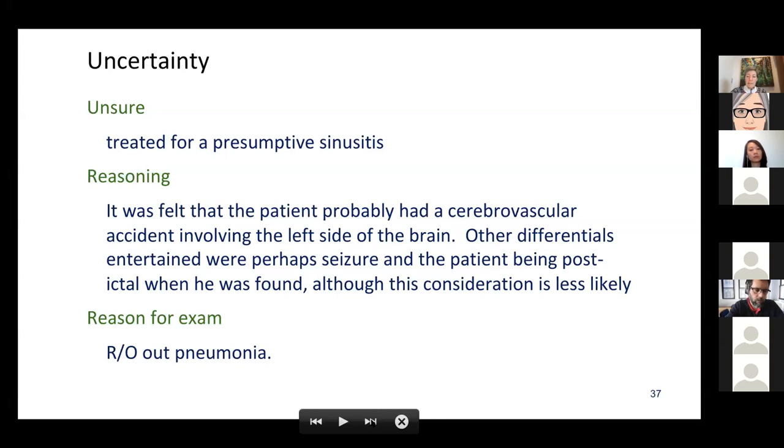Also, sometimes an exam is ordered to rule something out. And so when you see rule out pneumonia, it's they think they might have pneumonia and they want to check it, but it's more likely they think they probably don't have pneumonia, but they just want to be sure. And so they're doing this to rule it out. And so you have to be able to really identify that reason for exam, and that indicates that there's some uncertainty.